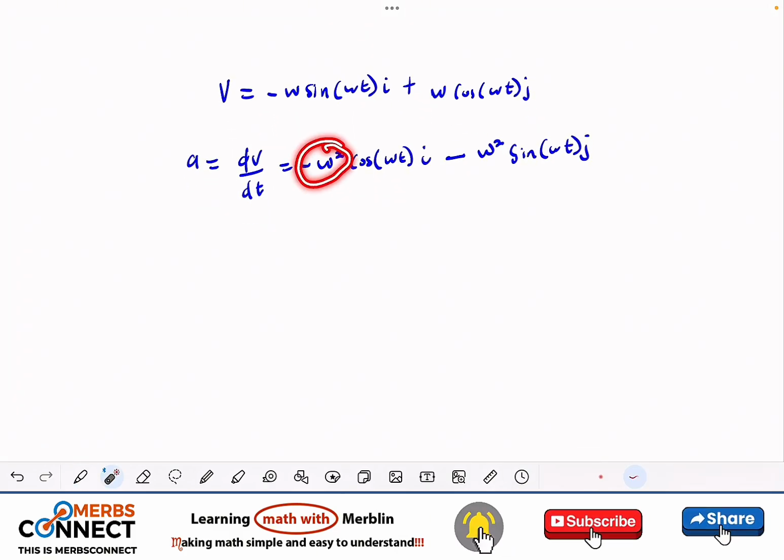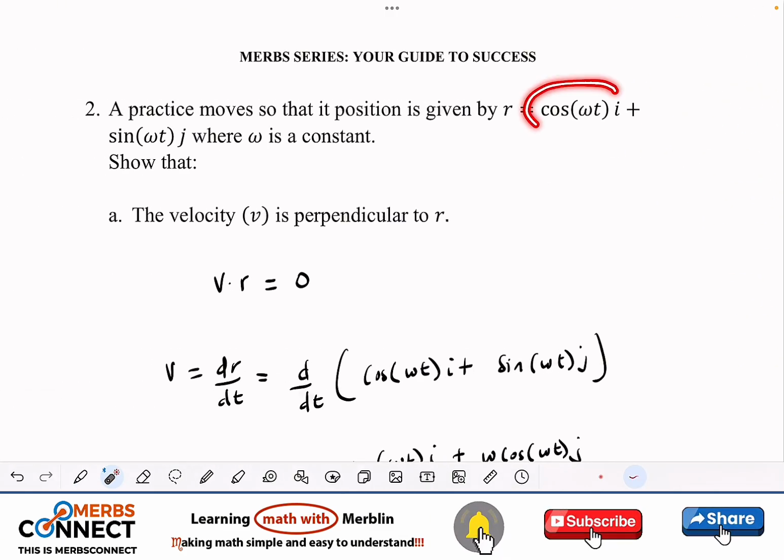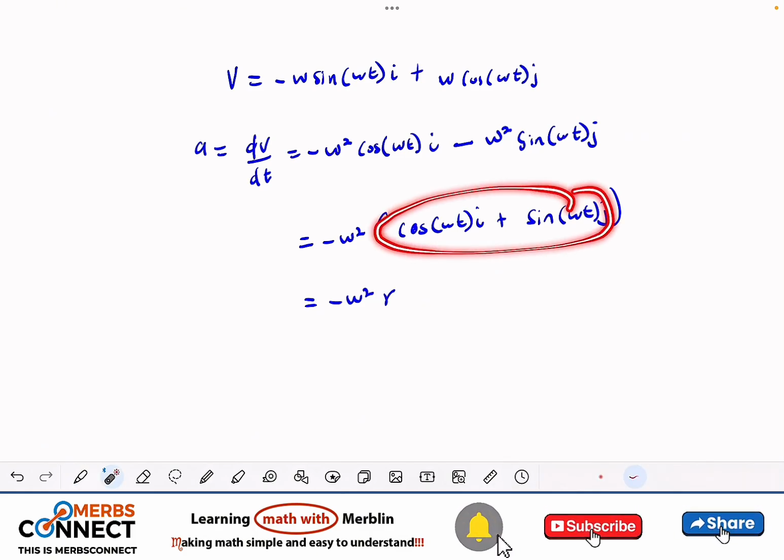We have minus omega here, we have minus omega here. I can factor it out. So when I do that, I'm going to have minus omega squared, then cos omega t i plus sine omega t j. Now, one thing that we need to know here is that this function right here is what was given to us as r of t, right? So cos omega t, sine omega t. So it means that I can write this one as minus omega squared r, because this is equal to r.